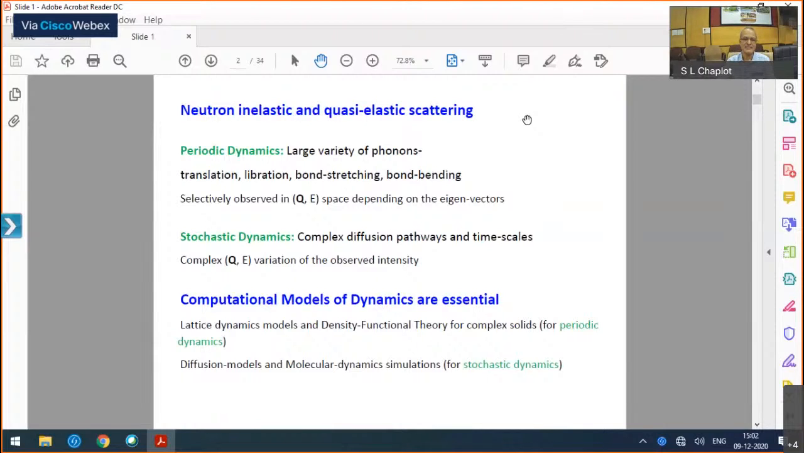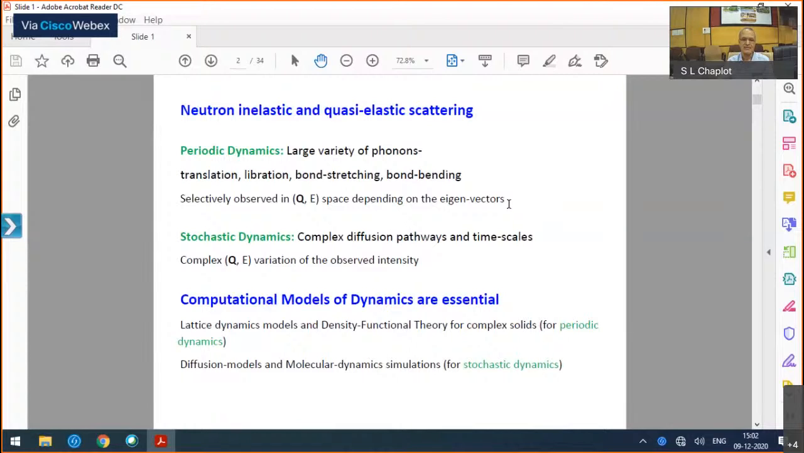In periodic dynamics, you have a large variety of phonons. So when you go into details, this could be translations, rotations, rotational vibrations, librations, bond stretching, bond bending, and so on. Now, if one has to selectively observe any specific excitation, then this is characterized by the corresponding eigenvector of the phonon. And as we shall see, the neutron scattering intensity strongly depends on what the eigenvectors are.